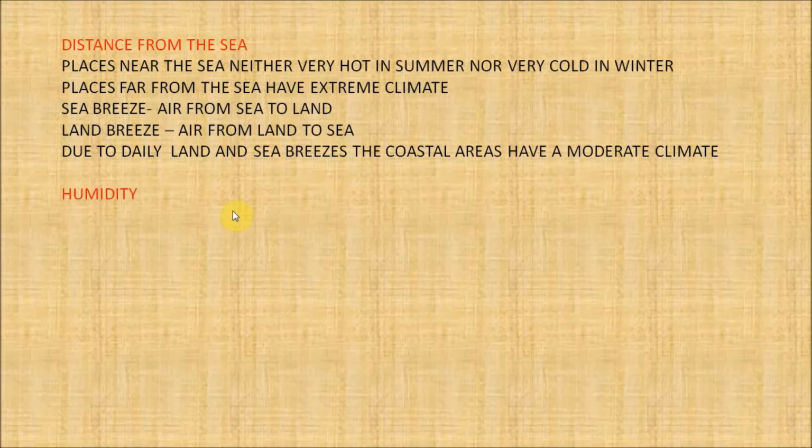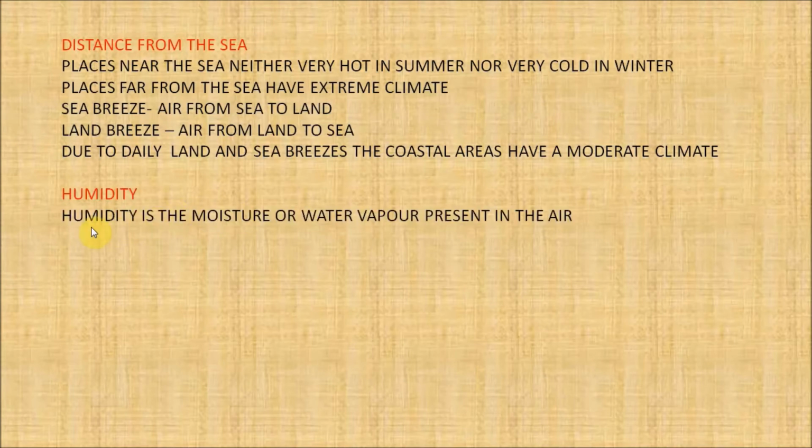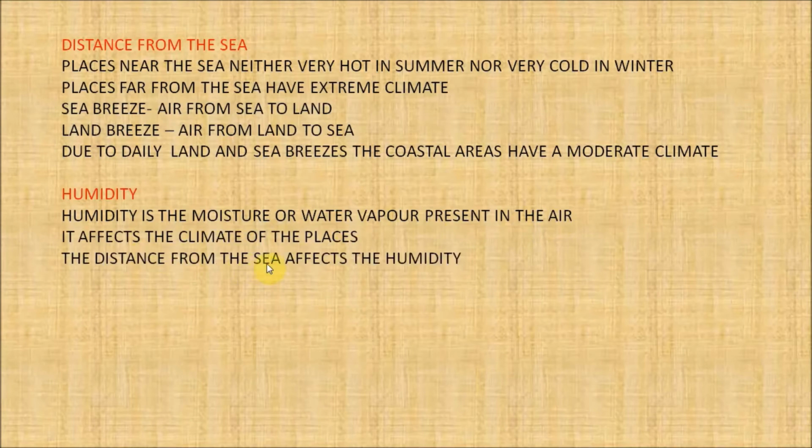Now let's move on to the next factor, that is humidity. What is humidity? Humidity is the moisture or water vapor present in the air. It affects the climate of places. The distance from the sea affects the humidity of a place. Places near the sea experience high humidity because evaporation from the sea takes place nearby. This is why coastal areas such as Mumbai, Kolkata, Chennai, and Kochi are humid. The humidity causes sweat and perspiration.